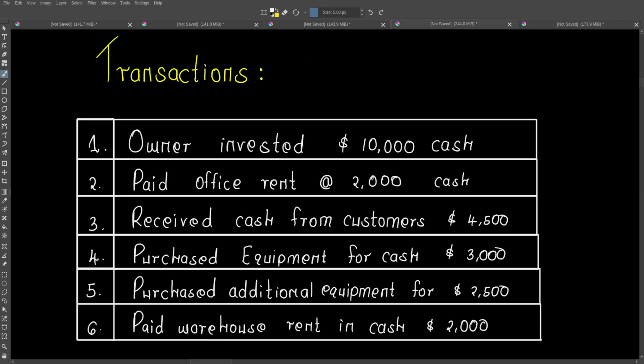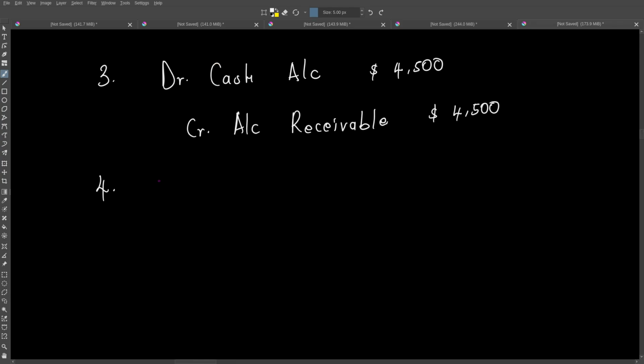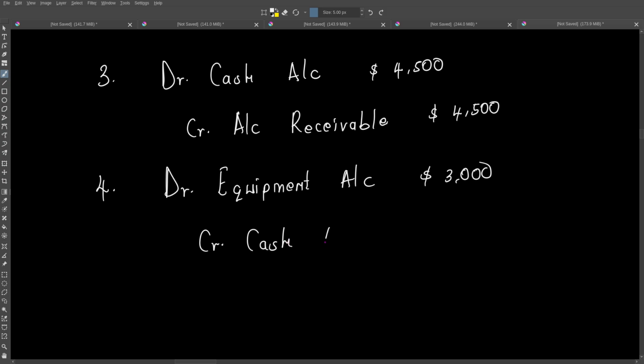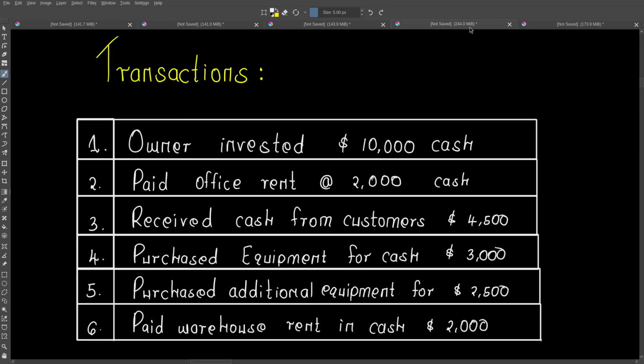Let us look at the fourth transaction, where we are told the business purchased equipment with cash, $3,000. Okay, so here that means we have received the equipment. Equipment is an asset account, remember. So we are going to debit equipment account, that is an amount of $3,000, and we are going to credit cash because we have paid in cash and the same amount of 3,000. Remember, the debits and credits will always be equal as every transaction happens. The debits and the credits will always be equal.